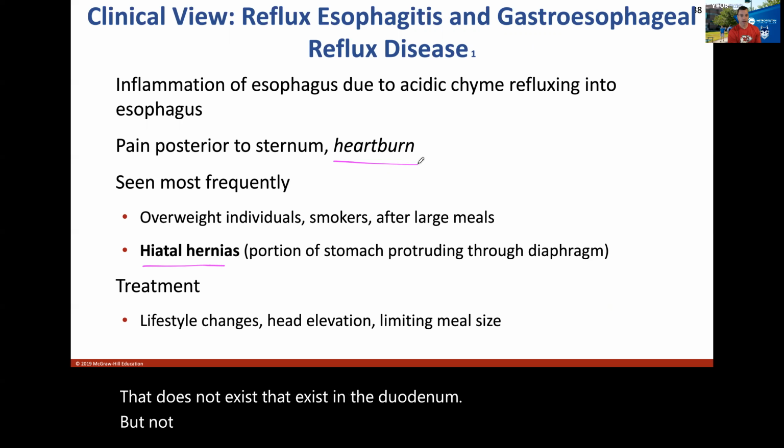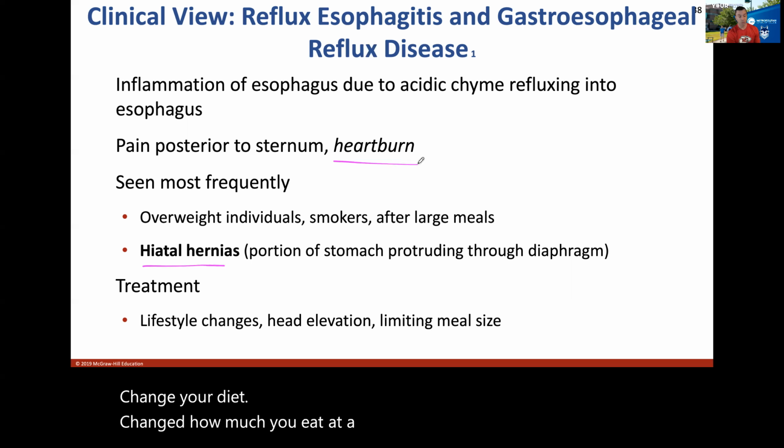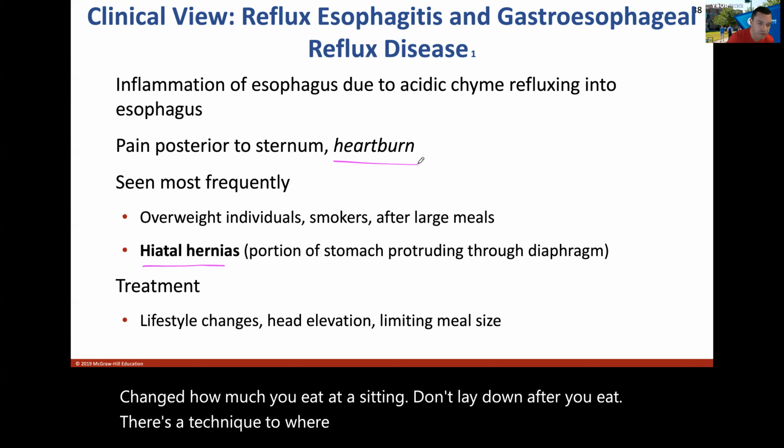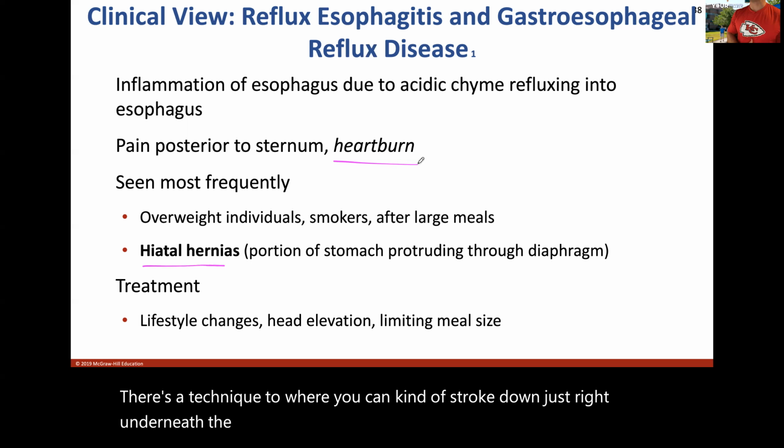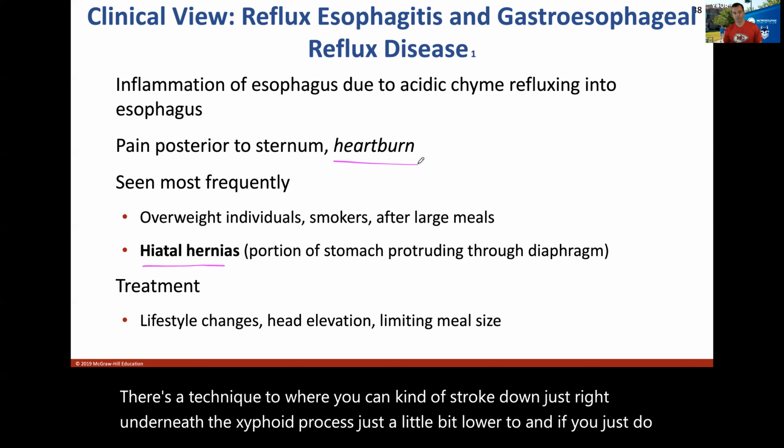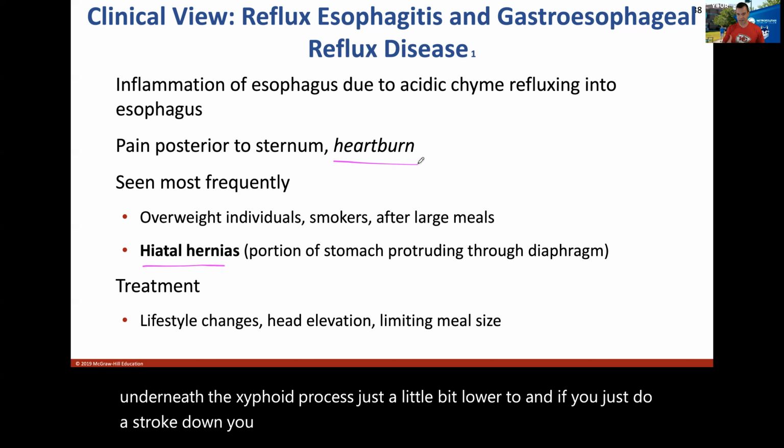There's different stuff that you can do. Change your diet, change how much you eat at a sitting. Don't lay down after you eat. There's a technique too where you can stroke down just right underneath the xiphoid process, just a little bit lower than that. If you do a stroke down, you can get that stomach to relax a little bit and come back to where it's supposed to be.